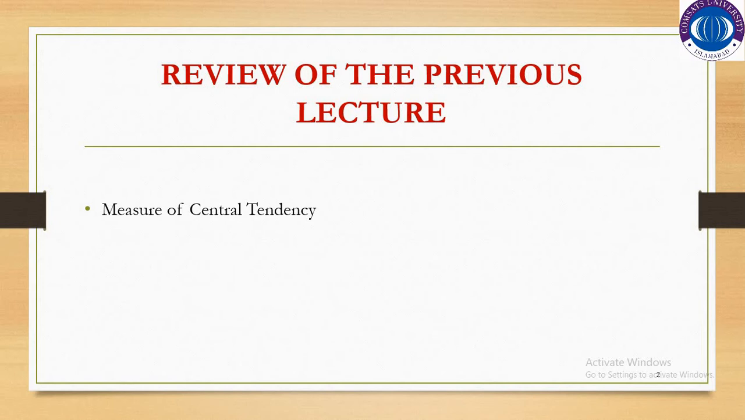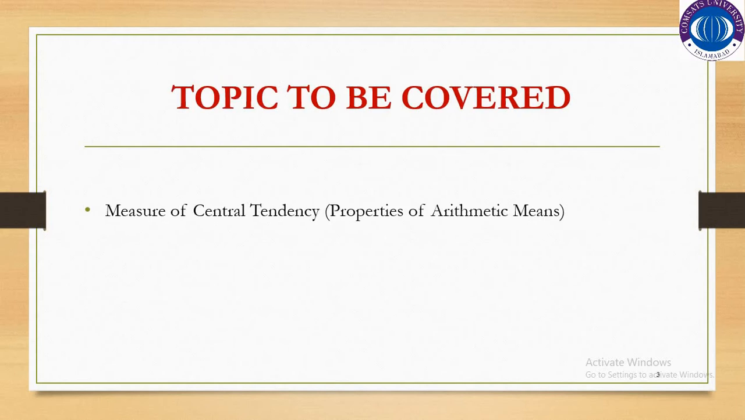These are the most commonly used measures of central tendency, and basically there are five types of averages: mean, median, mode, geometric mean, and harmonic mean. We have discussed the mean, which is the arithmetic mean, median, and mode for grouped and ungrouped data in the previous lecture. Today we will discuss the properties of arithmetic mean.